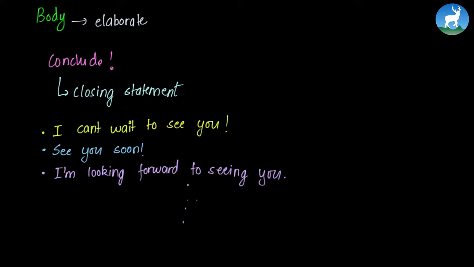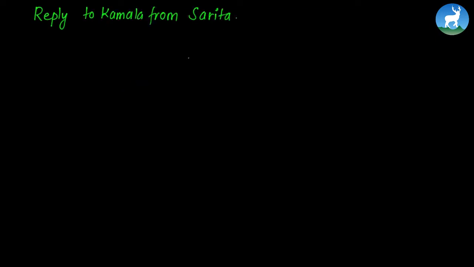Now we will do an example on informal letter writing. So this letter is a reply to Kamala from Sarita after Sarita wrote to Kamala about her visit to Taplejung. So let's begin the letter. First we write the address. So it's Lakshmi Toll, Chaba Hill, Kathmandu. And then the date. So leave a line and write the date.